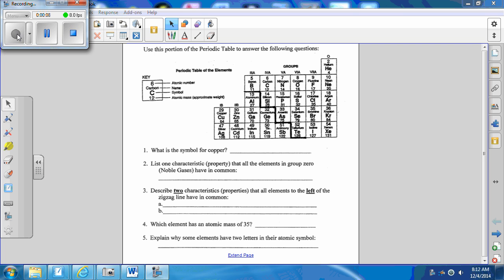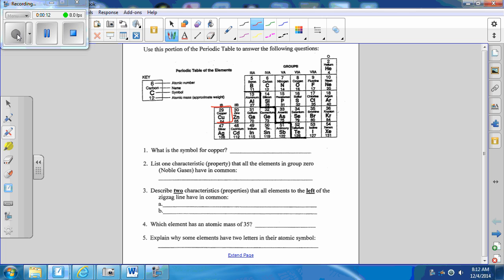Okay, what is the symbol for copper was question number 1. You look for copper on this little periodic table. It's right here, and you write the symbol, uppercase C, lowercase u. I think everybody got that one right.